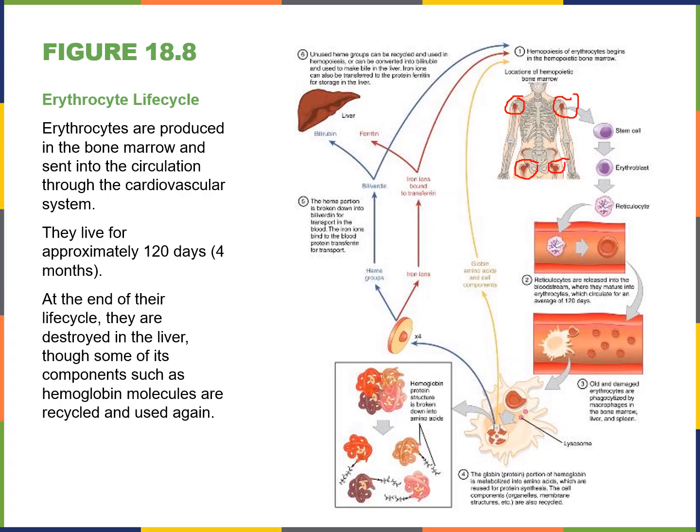Now, since they cannot undergo mitosis, that means they have a finite lifespan. So they live for approximately 4 months, and then they die. But instead of all that iron being wasted and going out of the body as waste, it's actually recycled and used to make more red blood cells, because we have to produce so many millions per day.